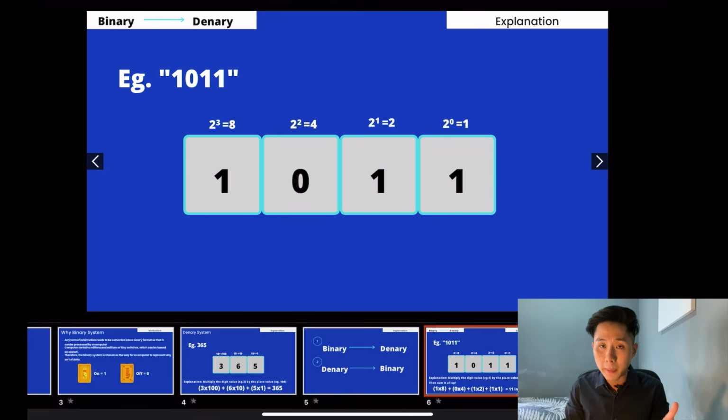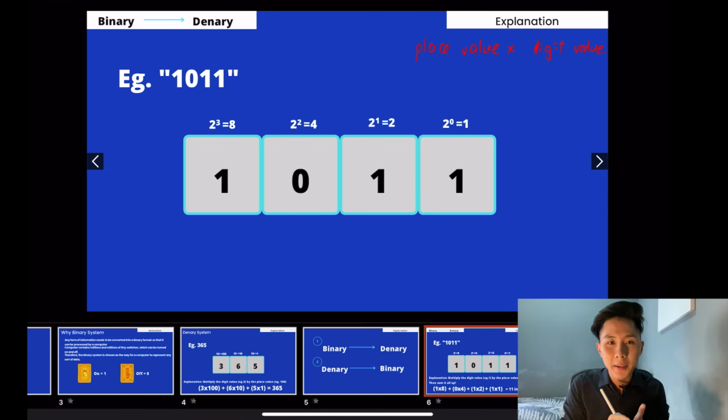the conversion of binary to Denary, 1011. So how do we convert this binary value into a Denary value that we can understand? It is very similar to how we understand the Denary system. Like I mentioned, how we understand the Denary system is by multiplying the place value with the digit value.